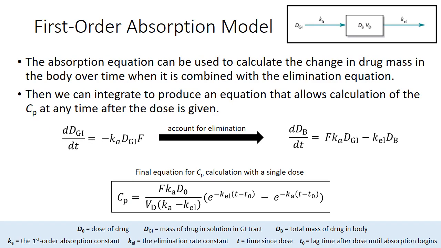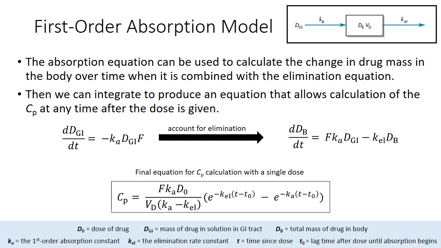Okay, if we're going to account for elimination, the equation is going to get a little bit more complicated. The absorption equation can be used to calculate the change in drug mass in the body over time when it's combined with the elimination equation. So we could first calculate the change in total drug mass in the body, and then, if we want to, convert that to plasma concentration once we know the volume of distribution.